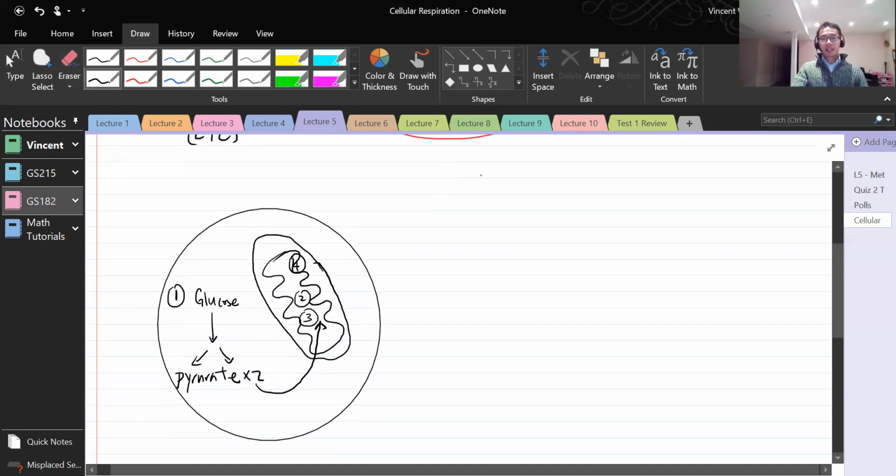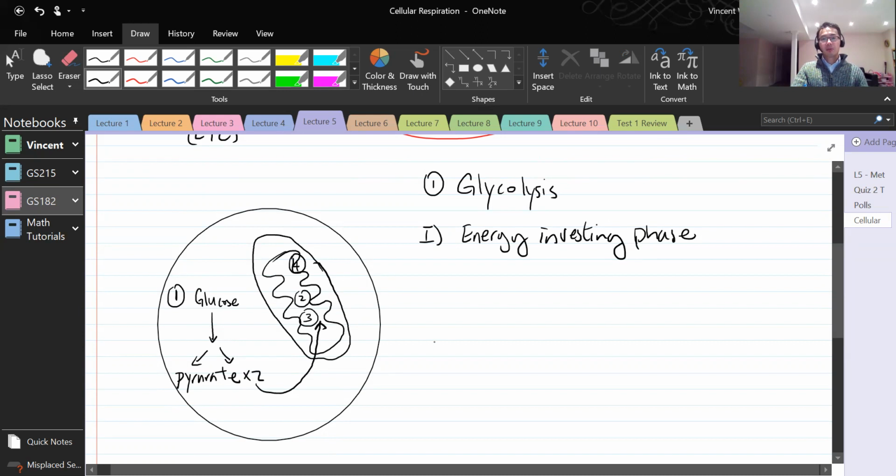So let's take a look at what happens in the glycolysis. Glyco is sugar, lysis is breaking. We are trying to break the sugar. We're trying to split the glucose. So in glycolysis, we have two phases. We have the energy investing phase. You got to put in some energy first before you can harness it. And then number 2, we have the energy yielding phase.